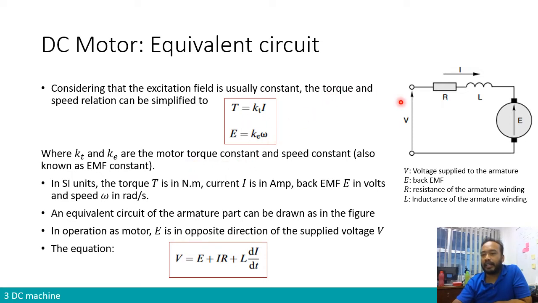From this we can create an equivalent circuit. An equivalent circuit of a DC motor looks like this. What do we have here? V over here is the voltage that we supply to our armature.